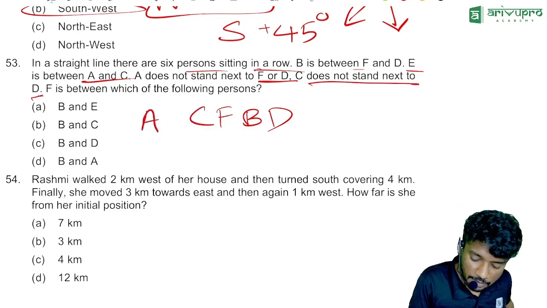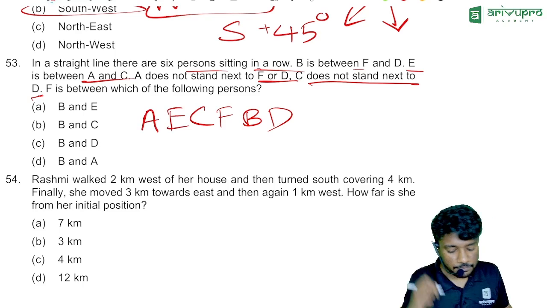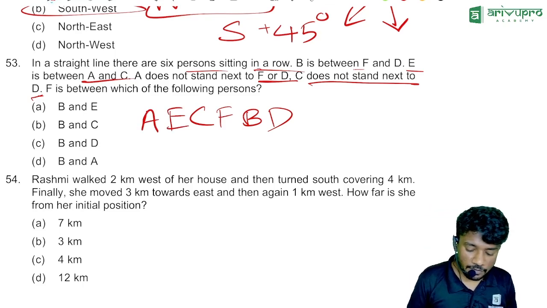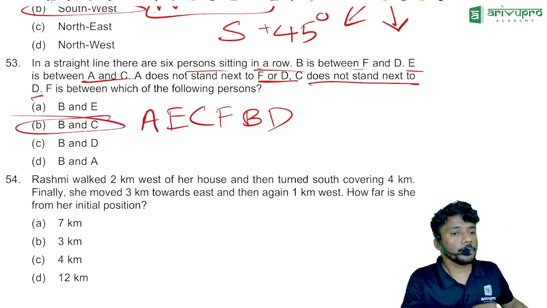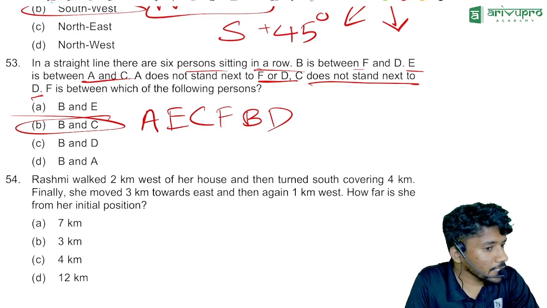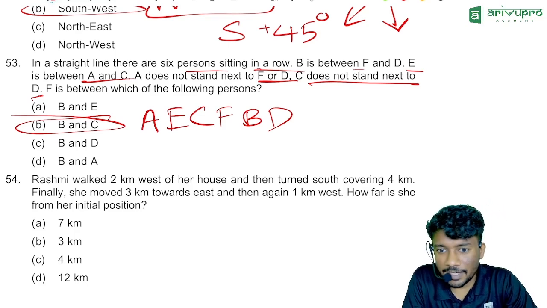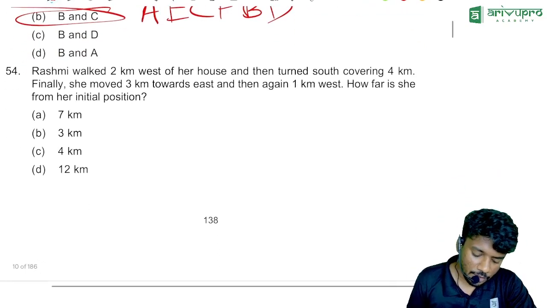Who is there? So which of the following? F is between which of the following persons? B and C. Got the point? Can we do the next one? Everyone? Yes.